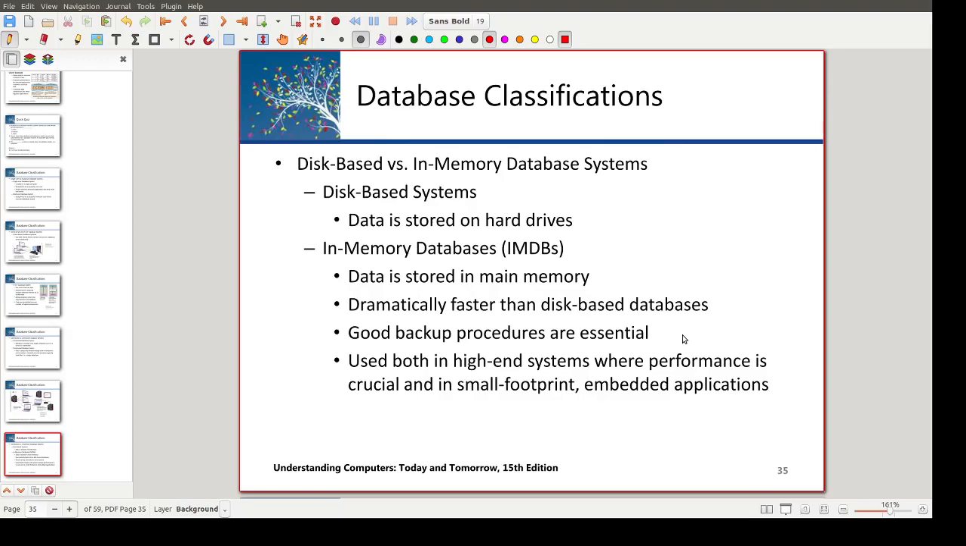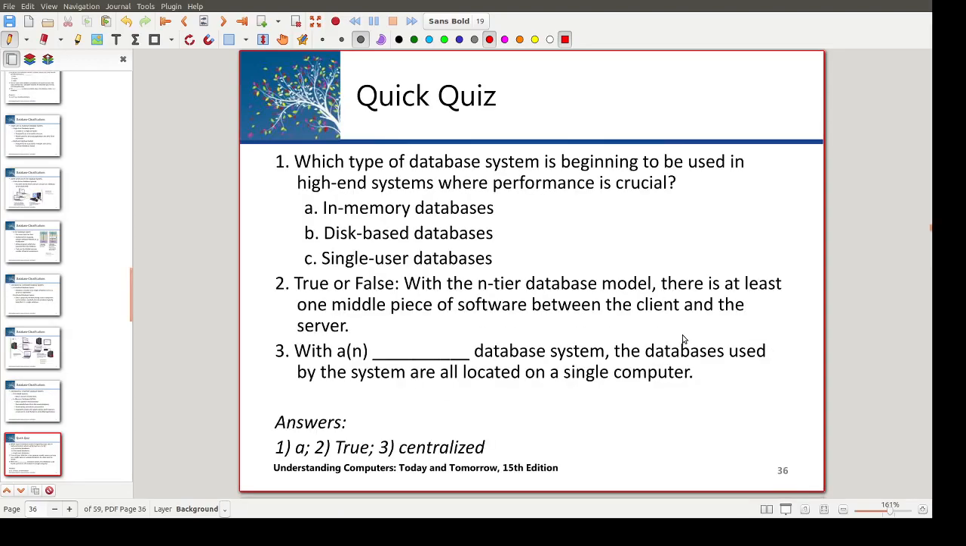And in-memory databases are used in high-end systems where performance is crucial, and in small-footprint embedded applications where you don't have hard drives, like your remote control, whatever. You don't have a hard disk to store anything, but you can still access a database or whatever using this in-memory approach.